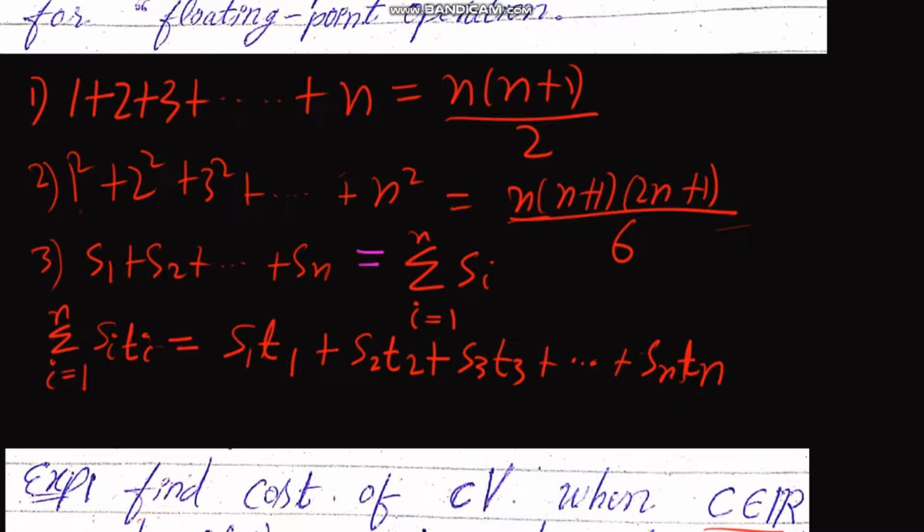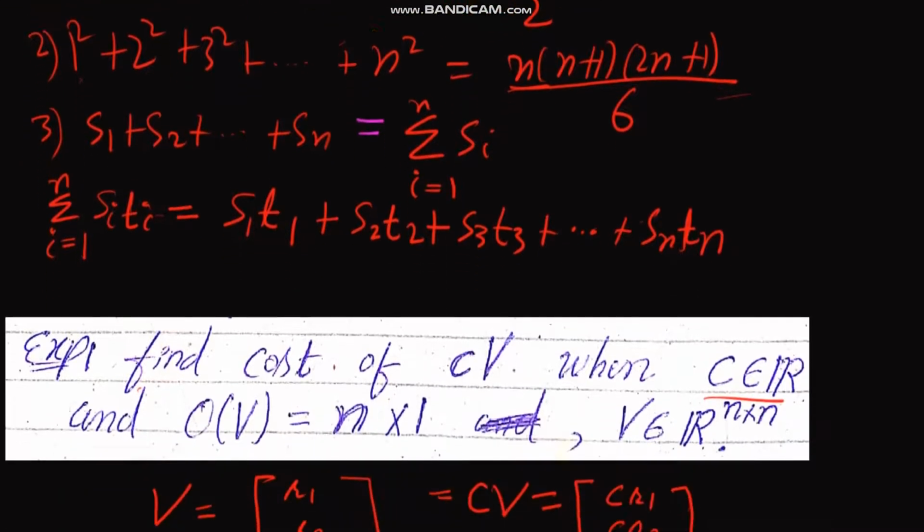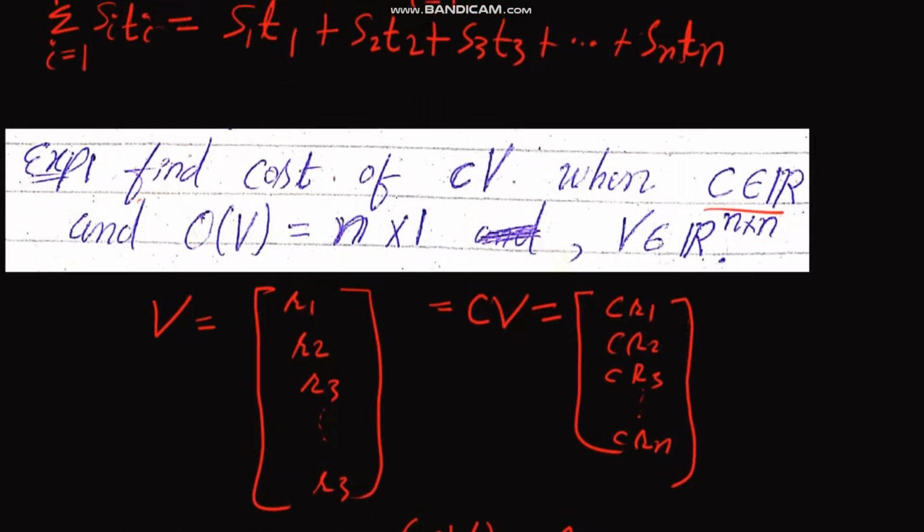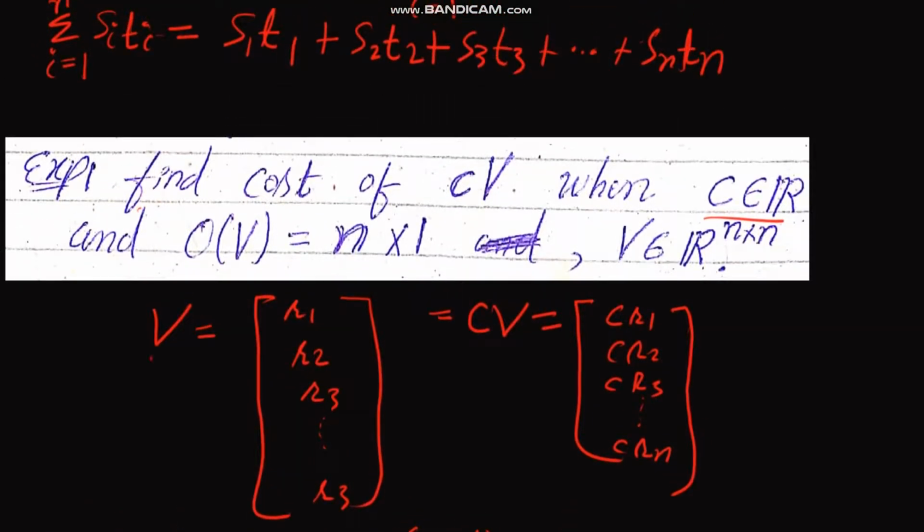Okay, now let's solve some examples to understand the cost better. For example, there's a question: find the cost of cv. Okay, c is any real number, v is any vector, a column vector you can say. So we need to find its cost, right? Now if you see, the v vector has n elements. For example, r1, r2, r3, all the way up to rn. Okay, it has n elements. Let me write it here.